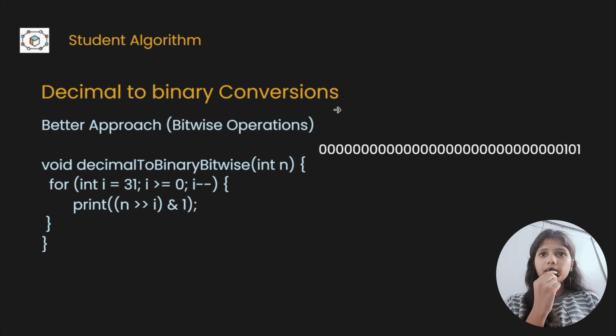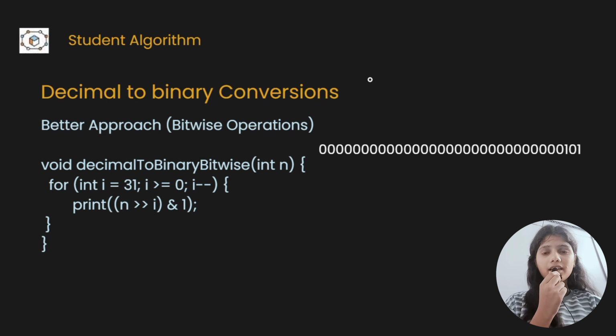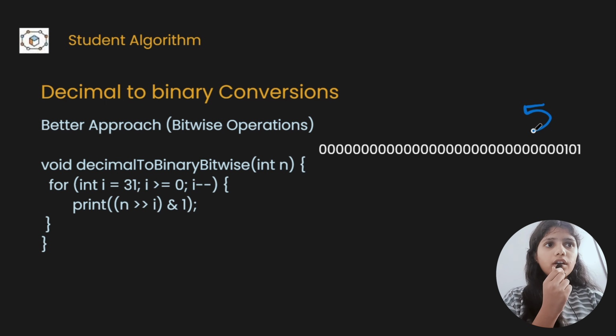Alright, so now let's move to the decimal to binary conversion code. In this, let's consider the decimal number over here. We took 5. As we know, any number is stored in the form of 32 bits, right? Whatever number you take, it is stored in 32-bit format. So here we took the number 5 in 32 bits. So to convert this to binary, we are just looping from 31 to 0, like from backwards to the front.